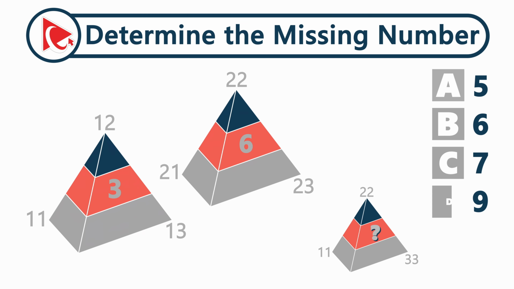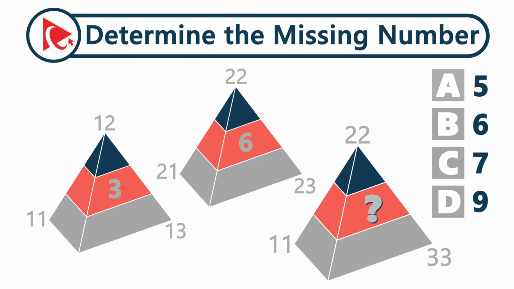In this video, you're presented with 3 pyramids. First pyramid has numbers 11, 12, 13 on the outside, and then number 3 in the middle. Second pyramid has numbers 21, 22, 23 on the outside, and then number 6 in the middle. And then the third pyramid has numbers 11, 22, and 33 on the outside.